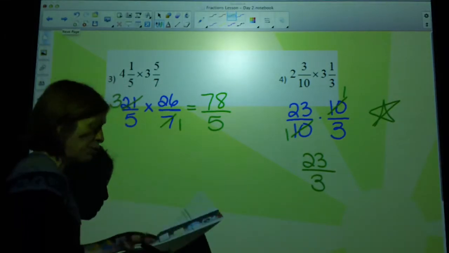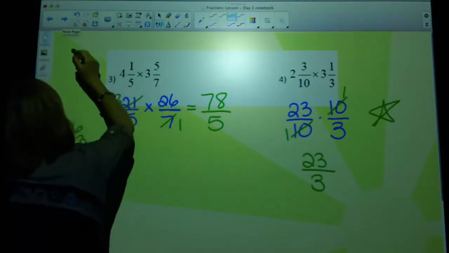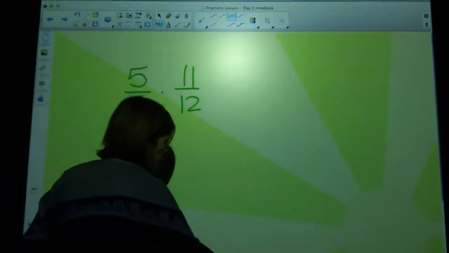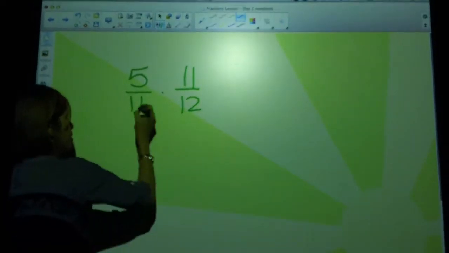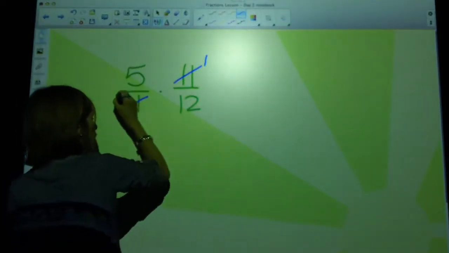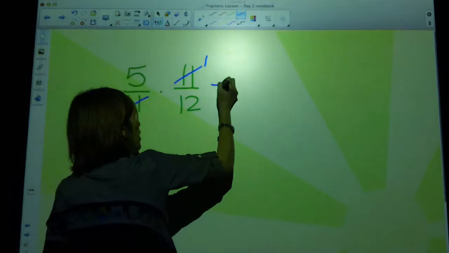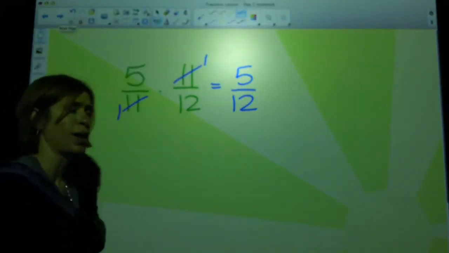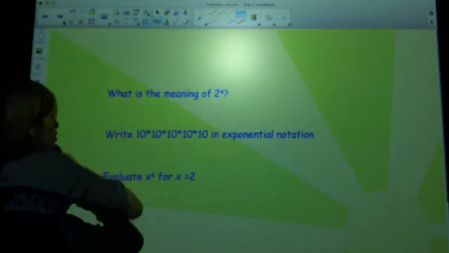All right? I want you to try number 5, okay? So pause, try number 5, and let's see if we get your answer right. 5 over 11 times 11 over 12, simplify then multiply. So these 11s cancel to 1, and you get 5 twelfths, okay? Simplify then multiply.